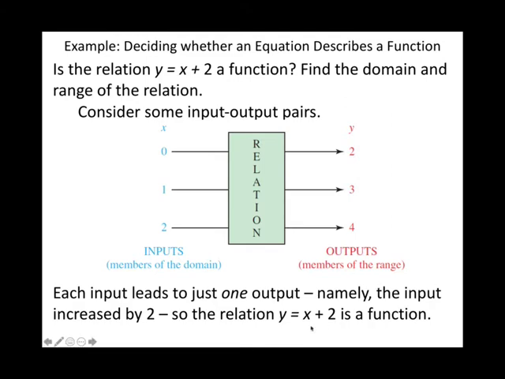Okay, one more time. If you want to know if the equation is a function, you have to make sure that 1 input leads to only 1 output. Okay, we are not done yet. After we know this relation is a function, we need to find the domain and the range of the relation.